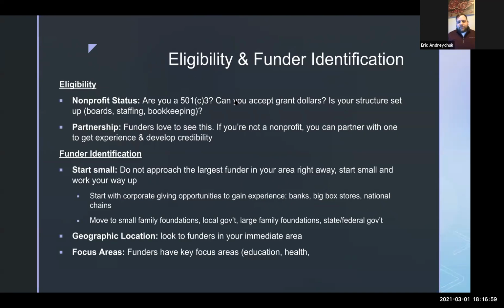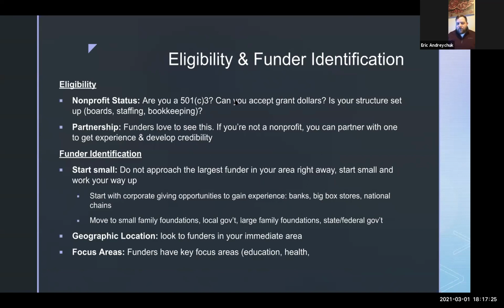If you have that, great, then there are some other things to keep in mind. But if you don't, can you not receive grants? No, there are some other ways you could look at it. A partnership is definitely one of them. But if you are a 501c3 and you have that status, you should make sure that the structure of your organization is set up so that you can accept grant dollars and donations.